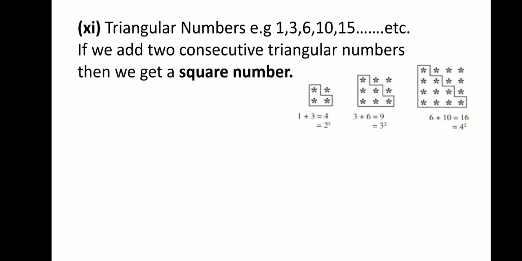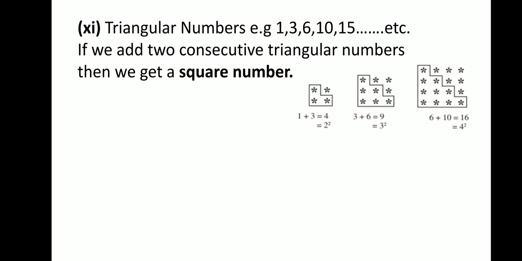Like if I add 1 and 3, these two are triangular numbers, then I get 4, which is equal to 2 square, a square number. Another example is 3 plus 6, that is equal to 9. 3 and 6 are two triangular numbers, and 9 is equal to 3 square, which is again a square number. 6 and 10, these two are triangular numbers. Together they add up to 16, which is equal to 4 square, which is again a square number.